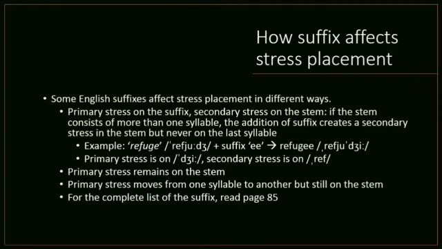The third is primary stress moves from one syllable to another, but still on the stem. Here, primary stress is on the last syllable of the stem, like in the word advantageous. From the stem advantage, the primary stress is on the syllable van. But if the suffix is added, the stress is on the syllable tage. So before the suffix exists, it is pronounced advantage. After the suffix is added, it is pronounced advantageous. The stress is on the last syllable of the stem. The explanation of the next material is going to be explained by Dewi Aisyah.